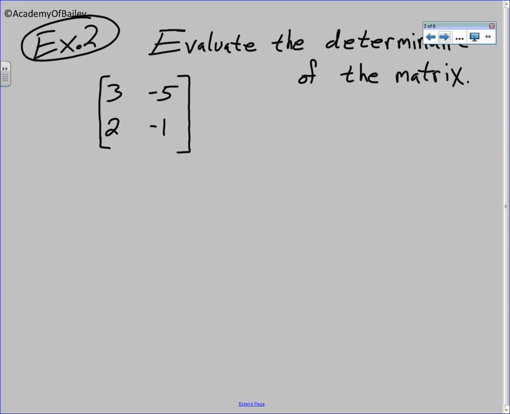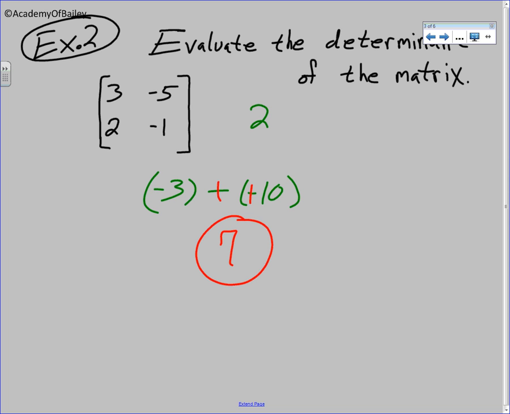The next slide is another one just like this. Why don't you go ahead and calculate that, see if you can come up with a solution yourself, and see if it matches mine. You can pause the video to do that and then hit play and make sure it matches. I'm looking at the down diagonals. 3 times -1 is -3. We're going to subtract the up diagonal. 2 times -5 is -10. Make that a plus, and the determinant is 7. That's how you do it if we have a 2 by 2 matrix.